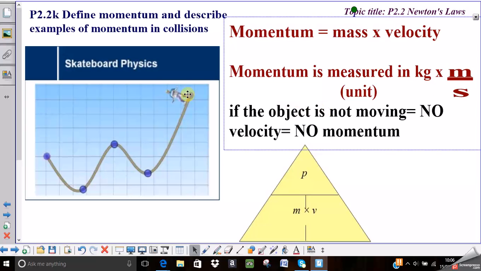If the object is not moving, that means the skater is not moving. The skater has no velocity, that means the skater will have no momentum, because if the velocity is zero, in this equation, everything else becomes zero.